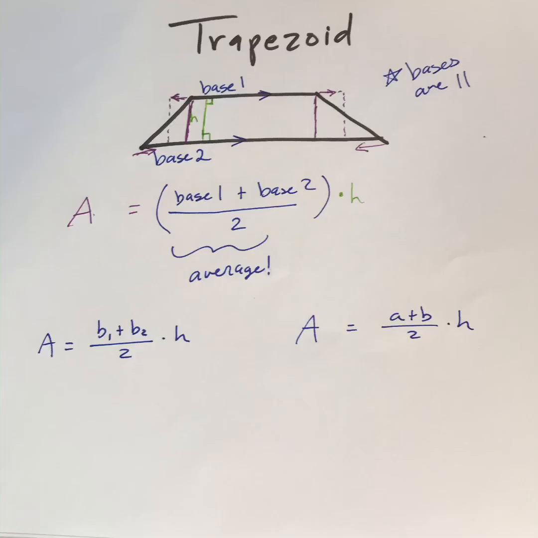I've written down here at the bottom 2 common ways this formula appears. Again, keep in mind that the B1 and B2, or A and B, for either one of those commonly written formulas are the lengths of the bases that are parallel to each other in this trapezoid. And yes, this works for isosceles or irregular trapezoids.